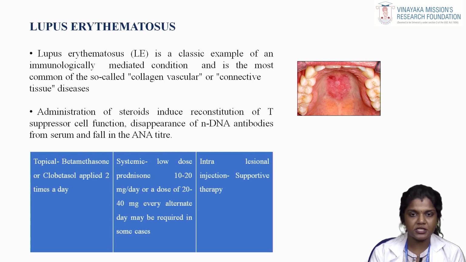So in case of lupus erythematosus, the oral manifestations are very common, and in case the patient presents with the oral manifestations, we can administer topical betamethasone or clobetasol twice or thrice a day depending on the severity of the lesions, and systemically prednisolone can be administered in the dosage of 10 to 20 mg per day or a dosage of 40 mg per day in case of severe lesions.